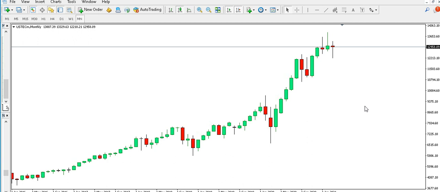Okay, and the final forecast will be on the daily time frame, but we are going to start with the monthly time frame, run through the weekly time frame, then we conclude everything on the daily time frame with the use of Fibonacci retracement levels, with the use of moving averages, and then with the use of trend lines.